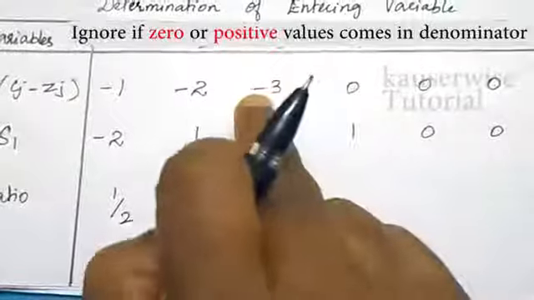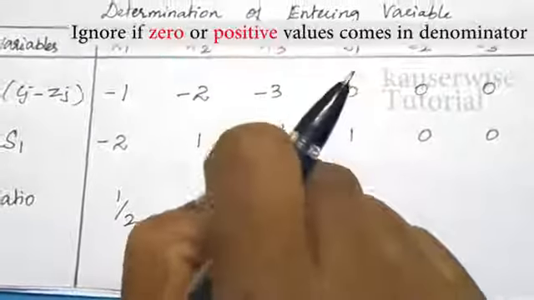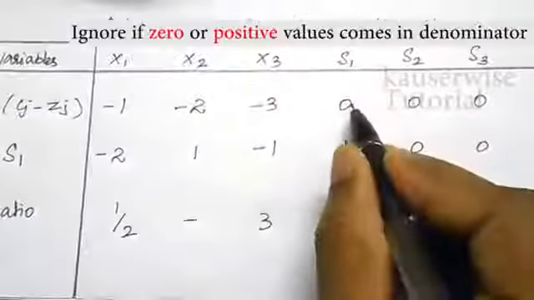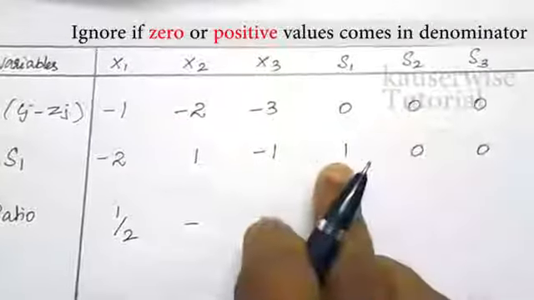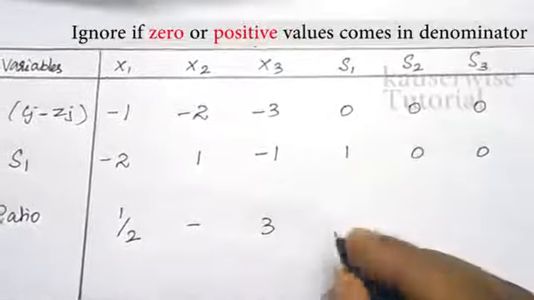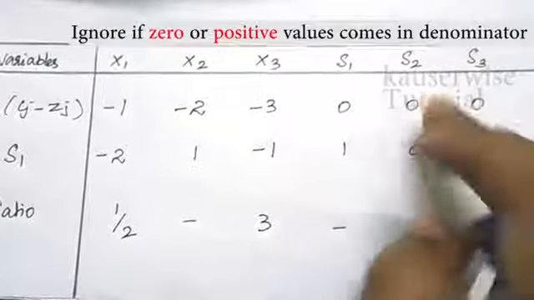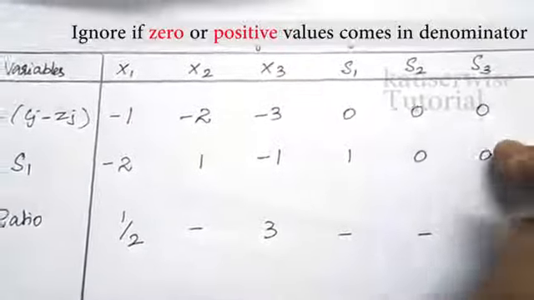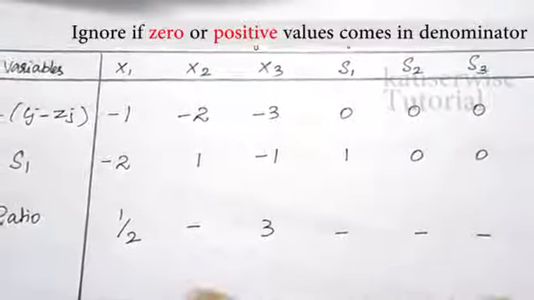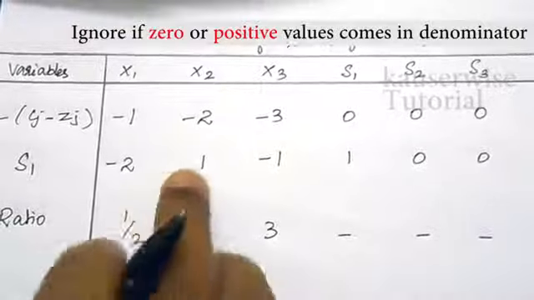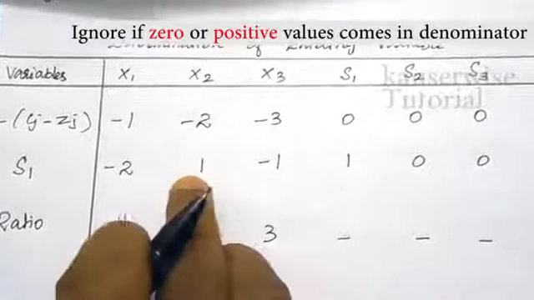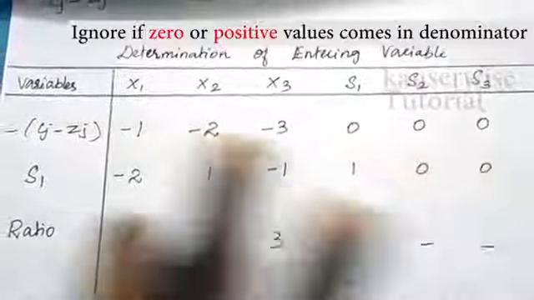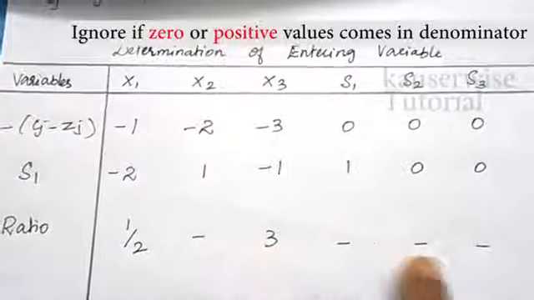The third one is minus 3 divided by minus 1. The value is 3. Look at the next one: 0 divided by 1. The denominator is a positive value, so just ignore it. Here 0 divided by 0, also ignore. Here also 0 divided by 0, so ignore. While we calculate the ratio, if we get any positive value or any 0 value in the denominator, just leave it. You need not find any ratio for that.